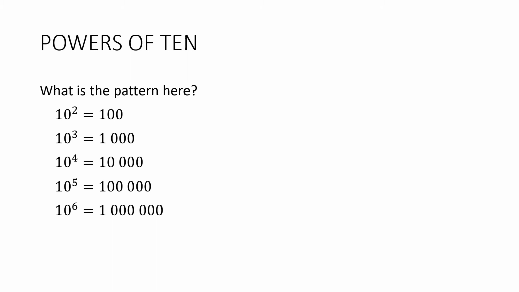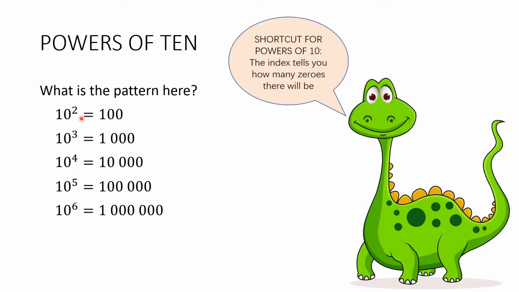Now I just want to pause for a second to think about powers of 10. Can you see a pattern here? 10 squared is 100, 10 cubed is 1,000, 10 to the power of 4 is 10,000, 10 to the power of 5 is 100,000, and 10 to the power of 6 is 1,000,000. There is a shortcut. The index tells us how many zeros there are. See, 3, 3 zeros, 4, 4 zeros, 5, 5 zeros. So 10 to the power of 7 would be a 1 followed by 7 zeros, or 10 million.